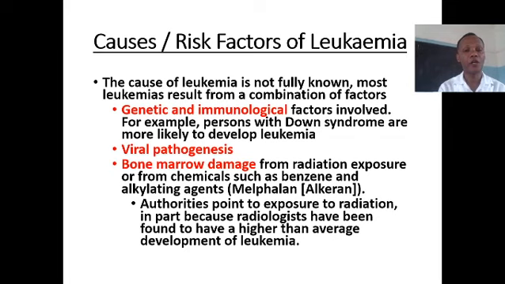Another is viral pathogenesis, viral infection. Another factor is bone marrow damage. The bone marrow can be damaged through radiation exposure or from chemicals such as benzene and alkylating agents. The authorities point to exposure to radiation in part because radiologists have been found to have a higher than average development of leukemias.